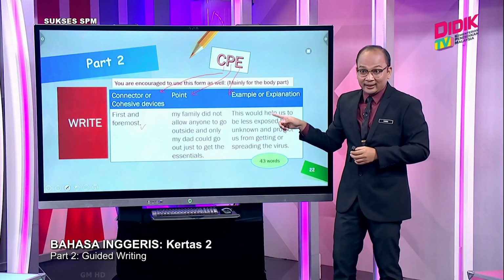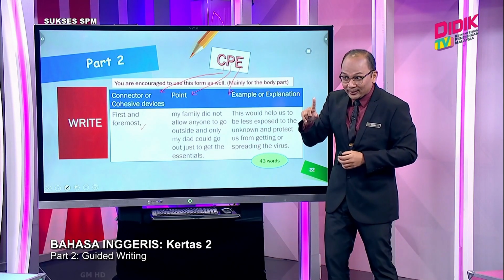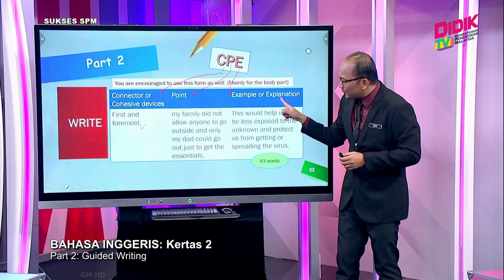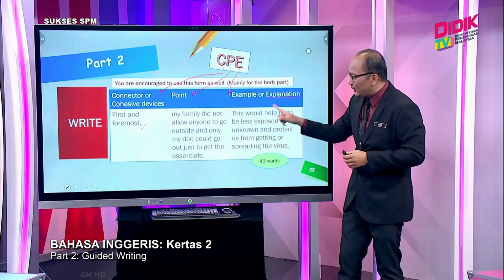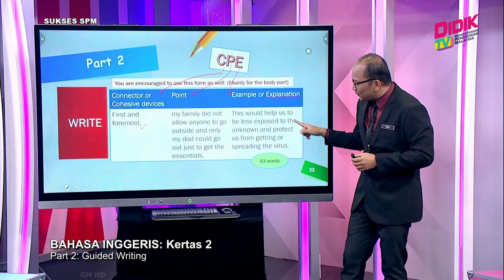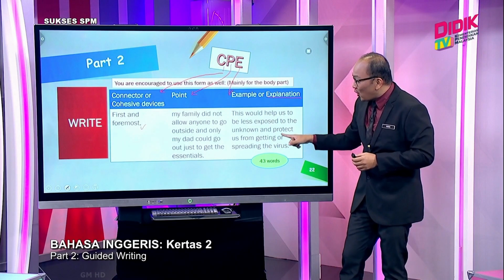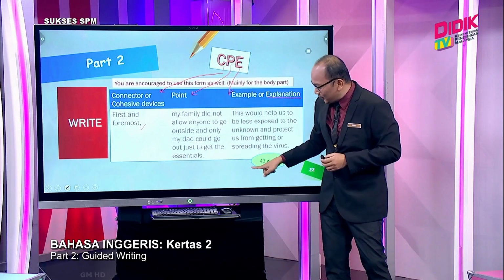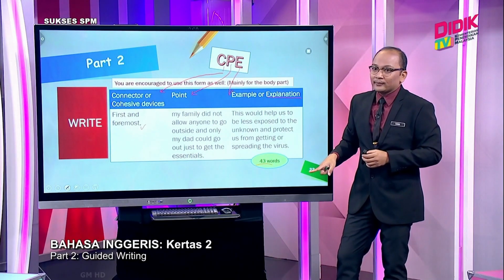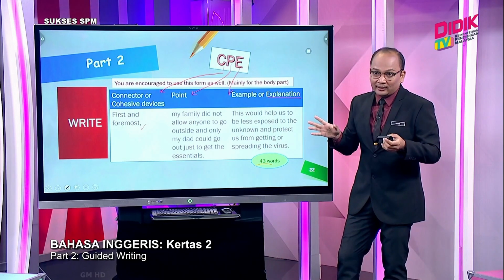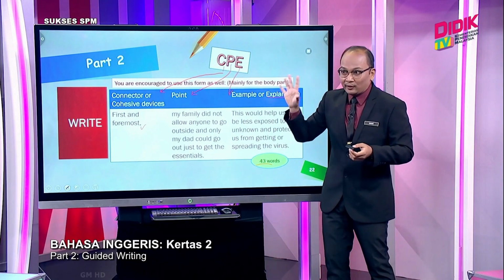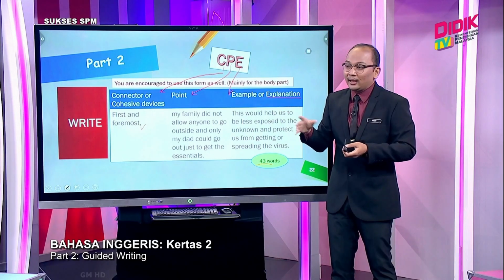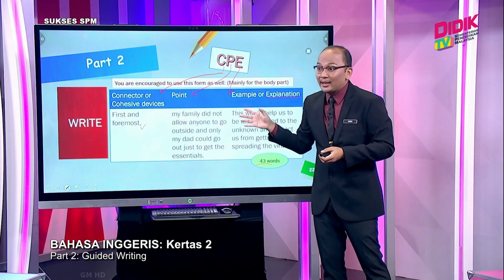Which is the step taken, which is answering the prompts. First prompt, example or explanation. So the answer is included for the explanation part. This would help us to be less exposed to the unknown and protect us from getting or spreading the virus. So, using this PEE, you got around 43 words. That is an estimation around that number. Another one for the body, around 40. And then for interaction, another 40. And then maybe the conclusion, just another 20. Then it will be around the suggested number, 250.